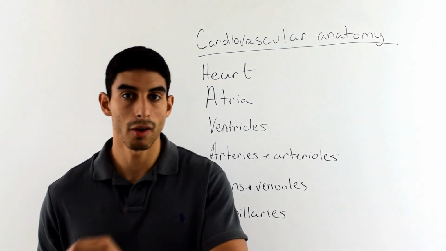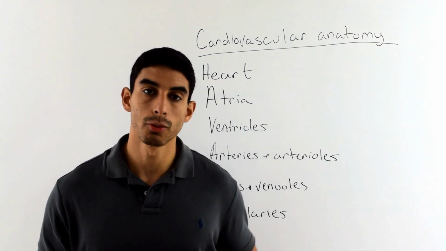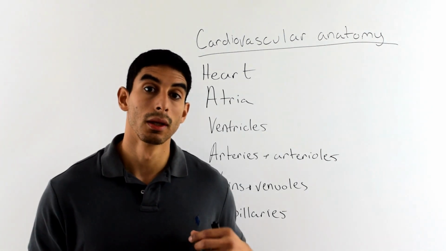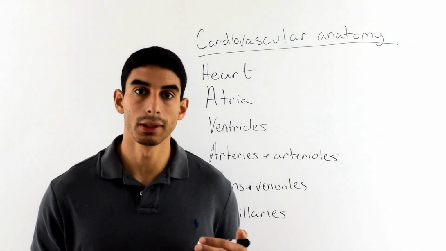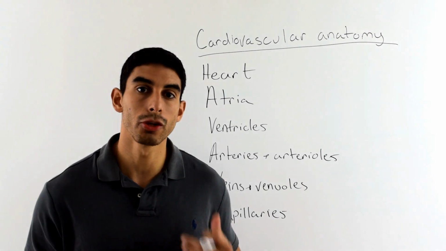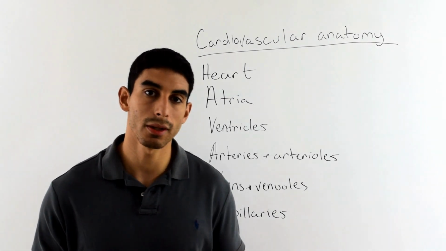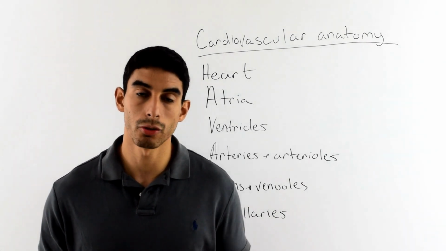So the tricuspid valve is on the right side of the heart. It's between the atrium and ventricle, and the mitral valve or the atrioventricular valve is on the left side of the heart. It's between the atrium and ventricle there.